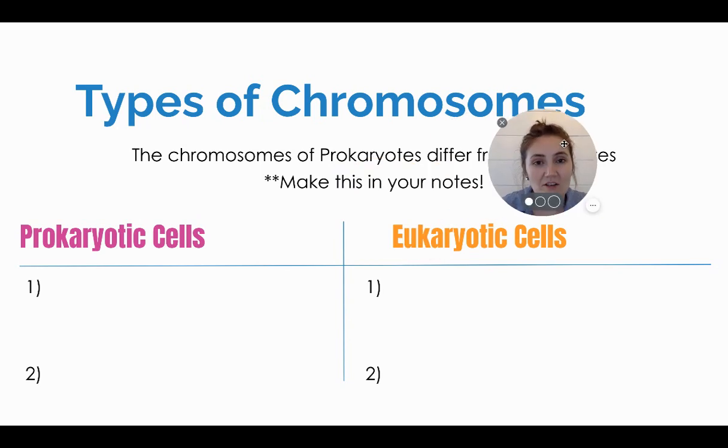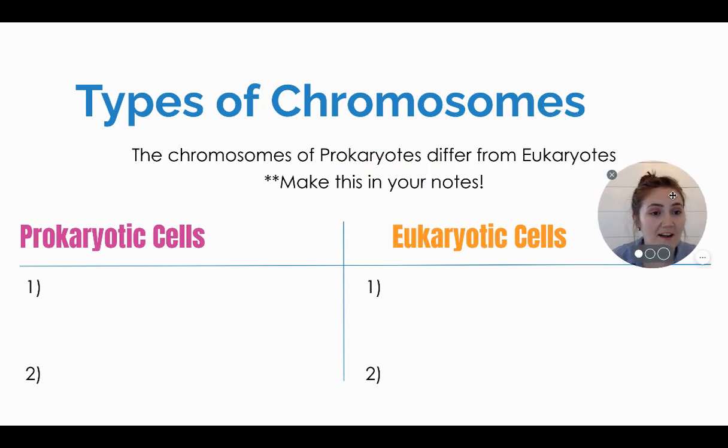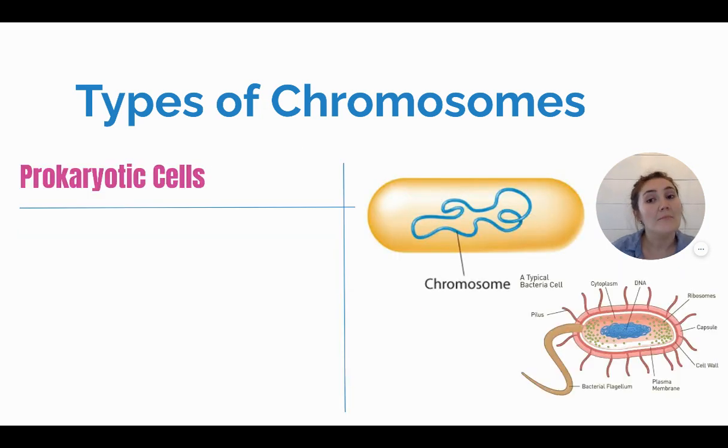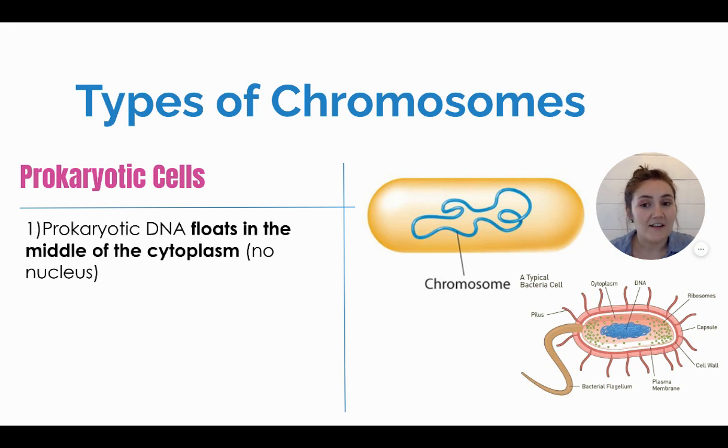All right, let's take a look at types of chromosomes and how they exist in different cells. So I would recommend making a table in your notebook. We're going to be comparing prokaryotic cells versus eukaryotic cells. Let's start with the prokaryotic cells first. So prokaryotic cells are bacteria. They contain their DNA where it's floating inside of the cytoplasm. They do not have a nucleus, so their DNA is just floating around.